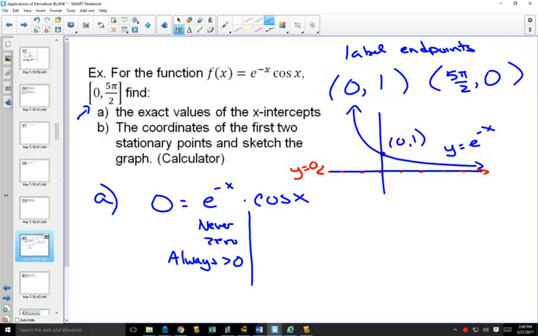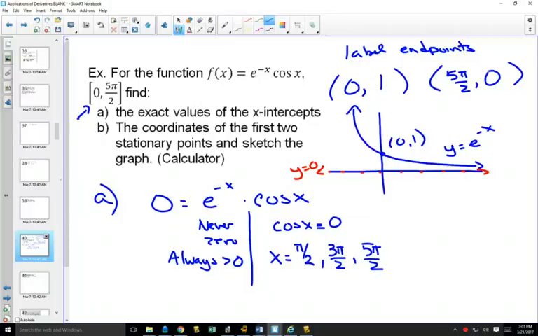Now, thinking of cos x, when is cos x equal to 0? Well, we go to a unit circle, and we say, I know that cos x is equal to 0 at pi over 2, 3 pi over 2. If you kept going around, you'd hit 5 pi over 2. Of course, that's as far as we would need to go. So the exact values of the x-intercepts are at pi over 2, 3 pi over 2, and 5 pi over 2. So far, we have our x-intercepts and we have our endpoints.